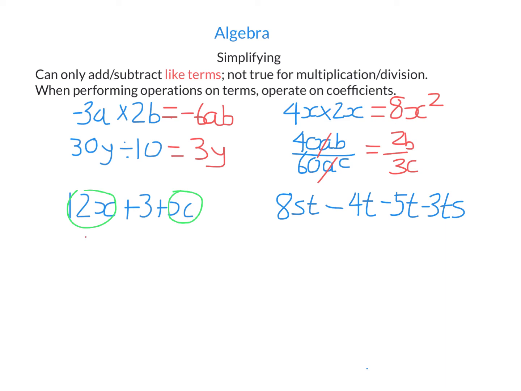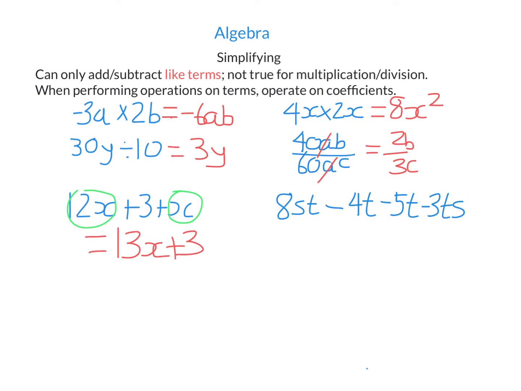Now the 3 here doesn't have any like terms, so we actually just leave it alone, don't touch it. 13x plus 3 can't be simplified because 13x and 3 are not like terms. This has an x, this doesn't. So this one here is a little bit more complicated.